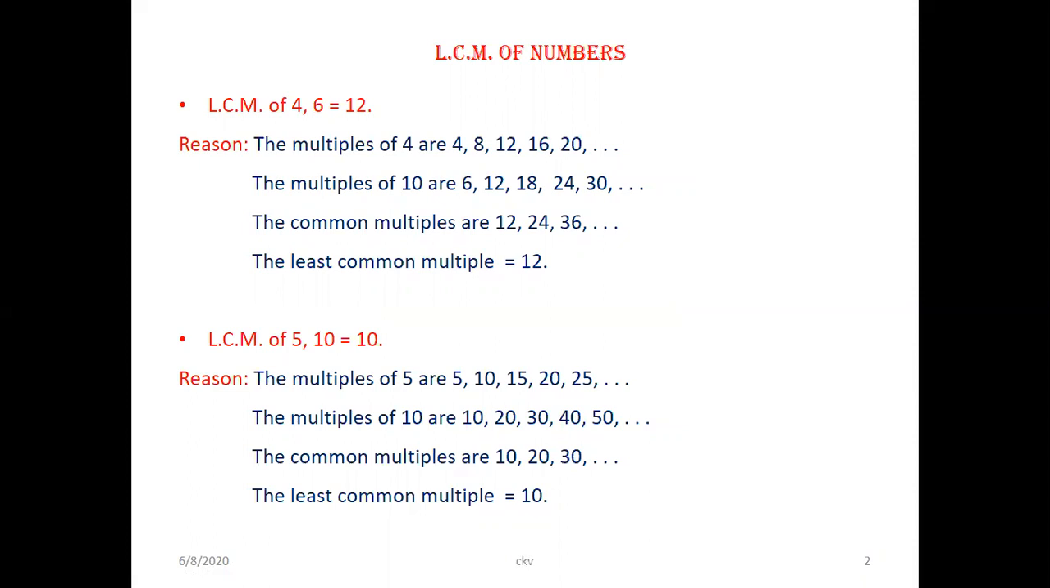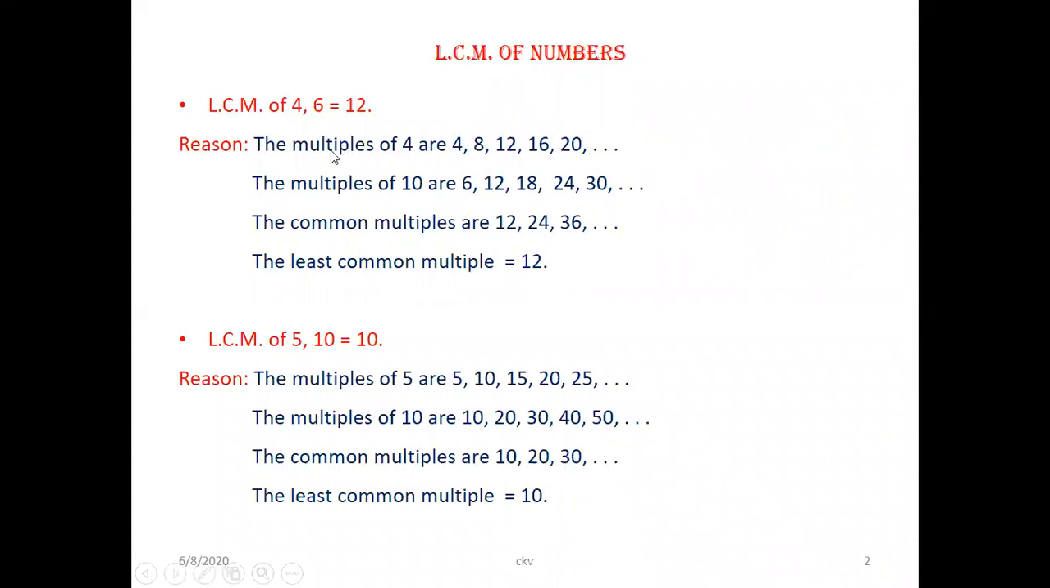LCM means the least common multiple. So let us start with an example. Here you are finding out LCM of two numbers 4, 6. First we must find out the multiples of 4. Here M stands for multiples. Multiples of 4 means 4 table: 4, 8, 12, 16, 20, and so on.